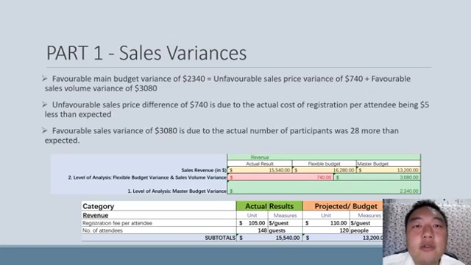Secondly, the favorable sales volume variance of 3,080 is due to the fact that the actual number of participants was 28 more than expected. This may be due to a miscalculation by the conference organizers in calculating the number of participants, resulting in a lower number of expected attendees. To address this discrepancy, the restaurant should consider its capacity to avoid overcrowding and reserve additional space.